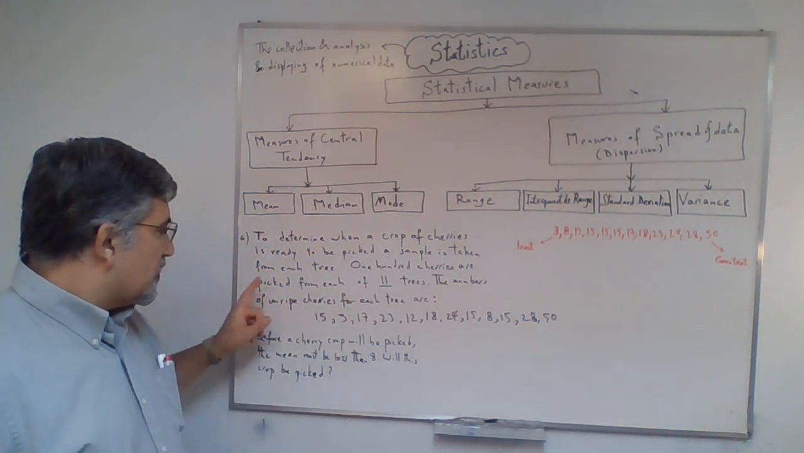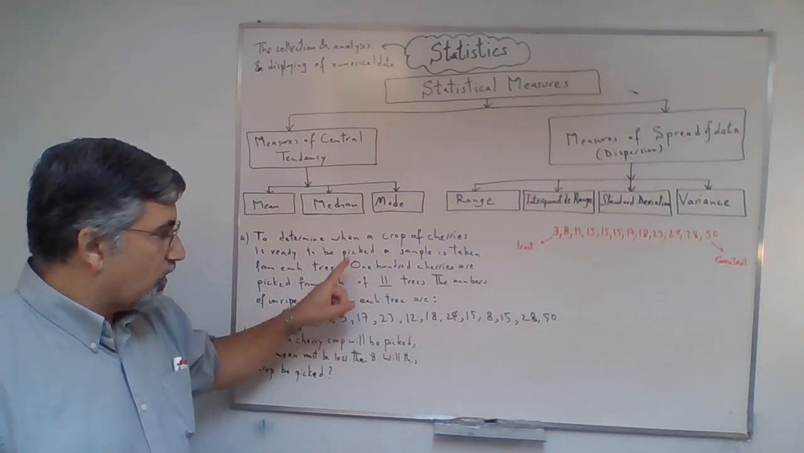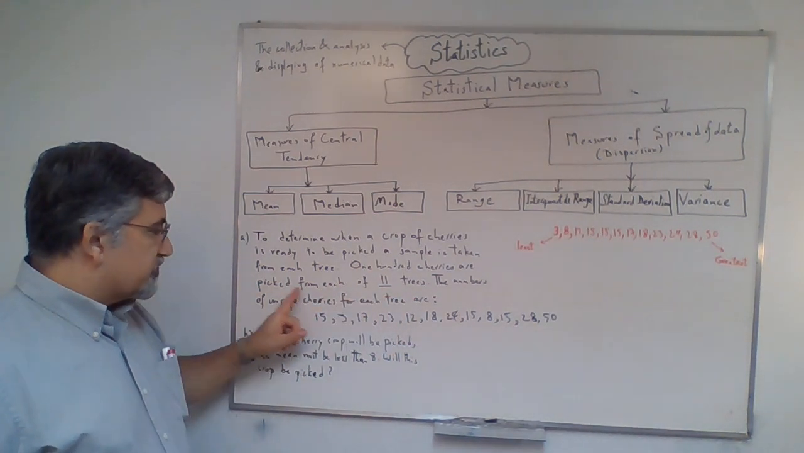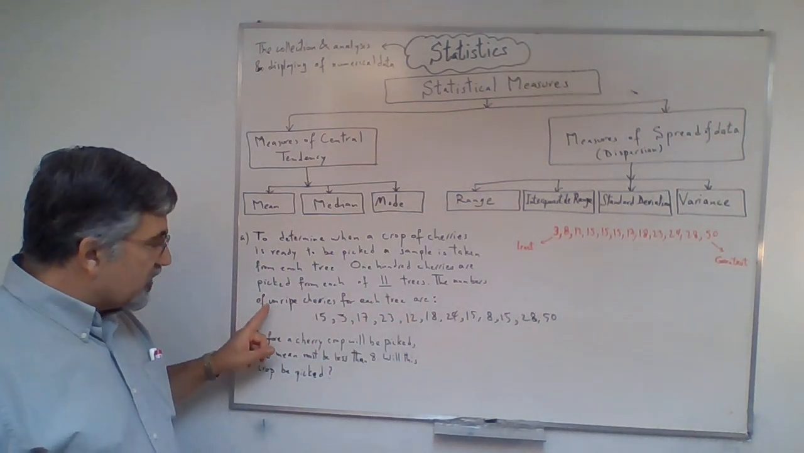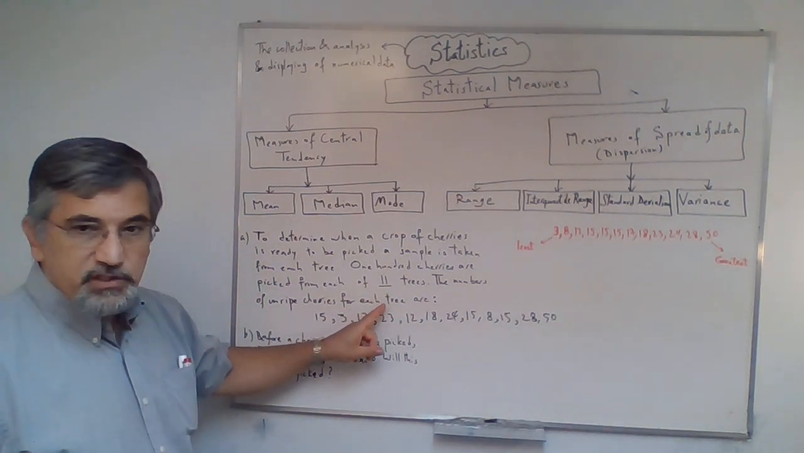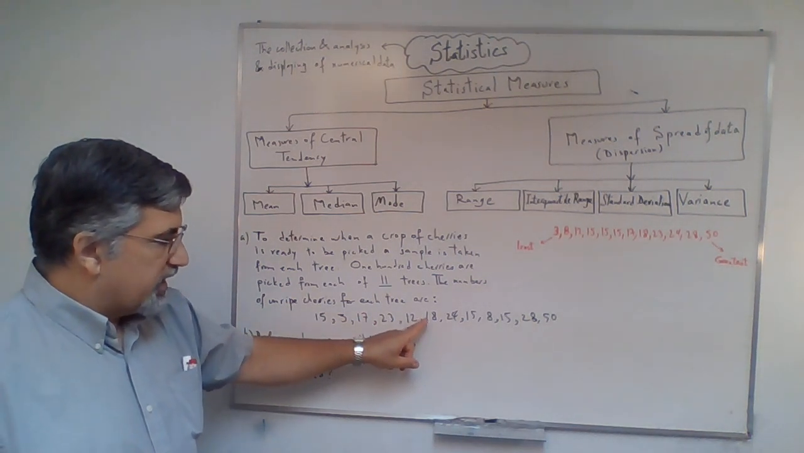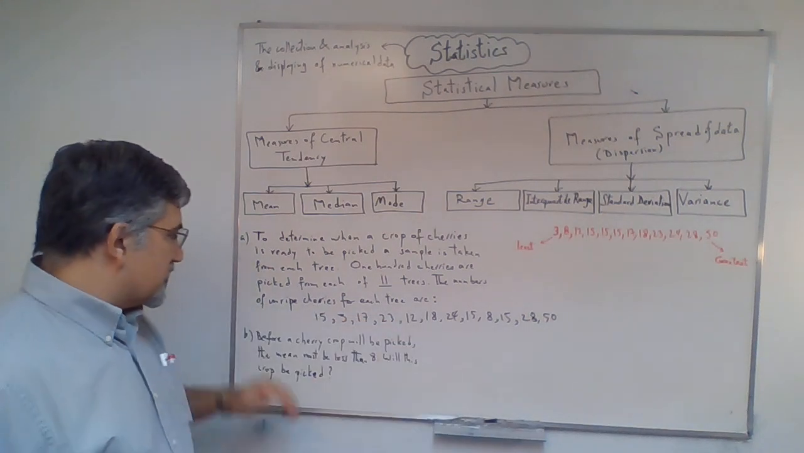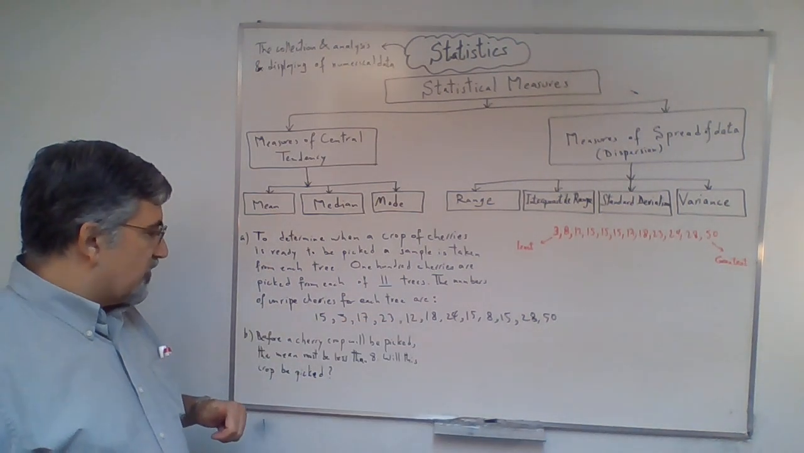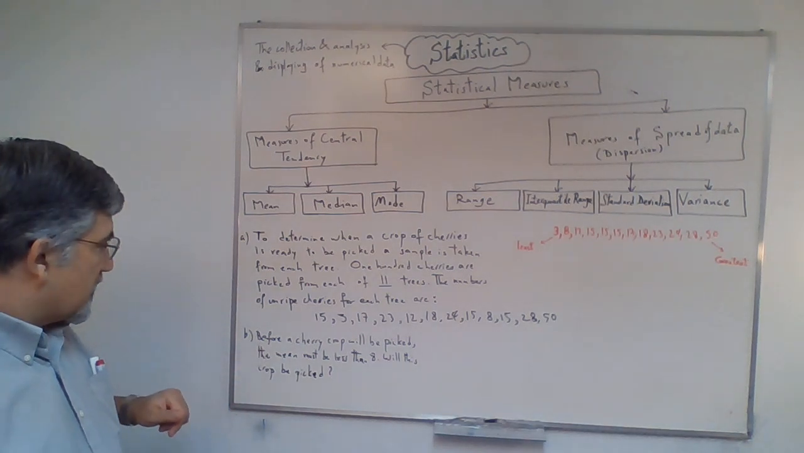100 cherries are picked from each of 11 trees. The numbers of unripe cherries for each tree are 15, 3, 17, 23, 12, 18, 24, 15, 8, 15, 28, and 50. Okay, these are the numbers of unripe cherries for each tree.